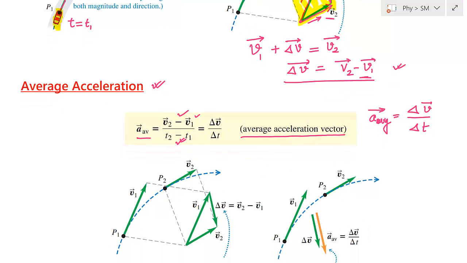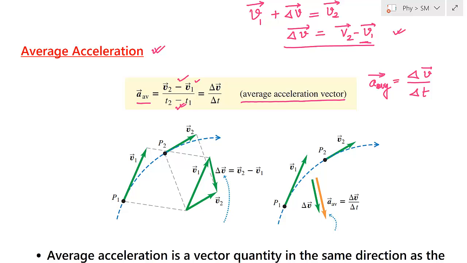Important point: the average acceleration vector is a vector. It's not a scalar quantity. This term can be thought of as 1 by delta t multiplied by delta V. So this is a vector quantity, and this vector quantity is multiplied by some scalar number. 1 by delta t is nothing but a number. So the direction of average acceleration is the same as the direction of the change in the velocity vector.